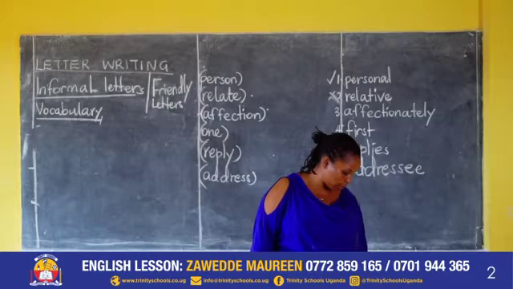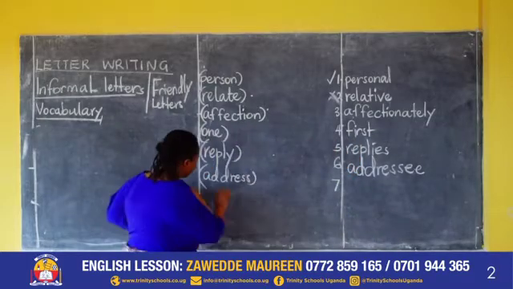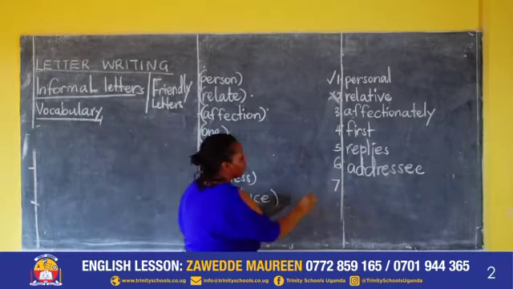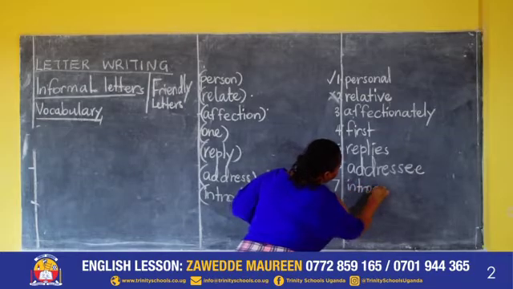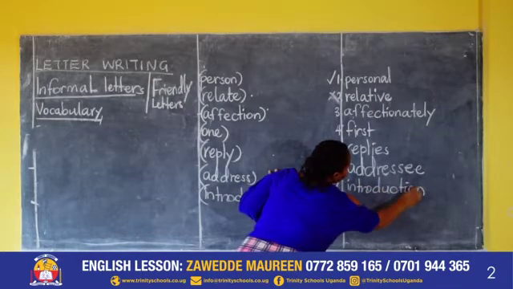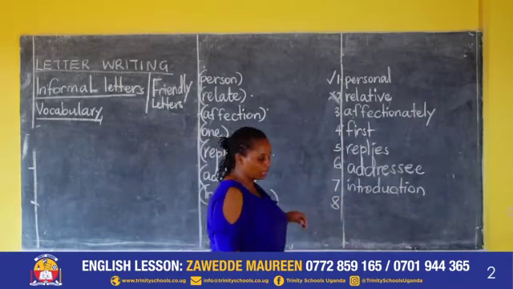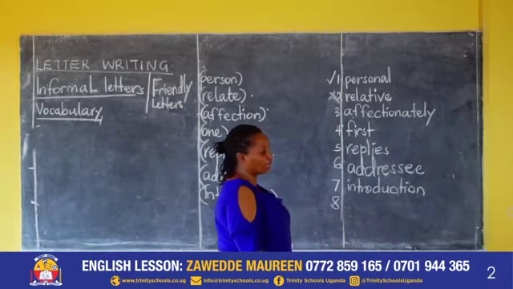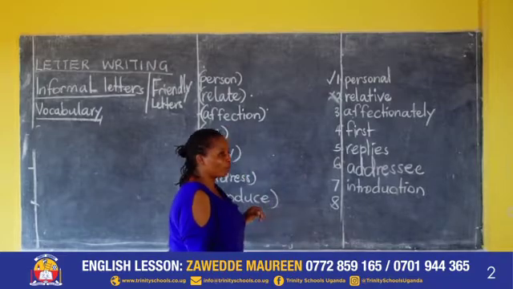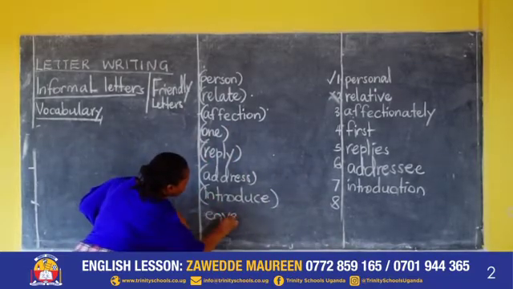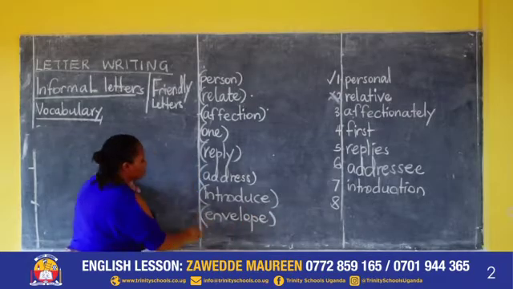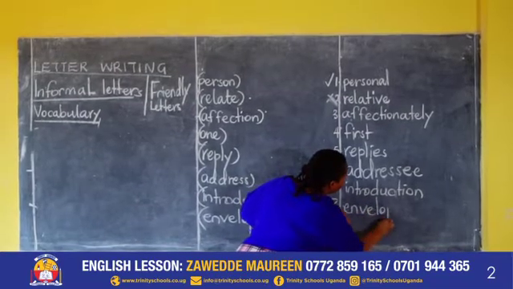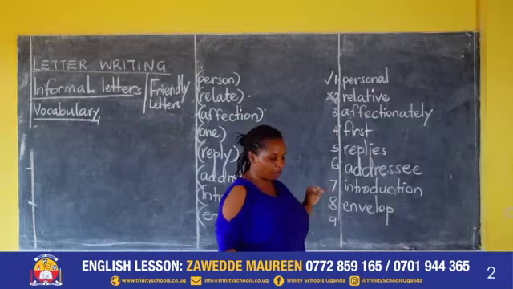Then question 7, she made a brief dash in her letter. The word in brackets was introduced. She made a brief introduction in the letter, a brief introduction. Okay, that one. Question 8, very fast. You need to dash your letter before posting it. Our word in brackets is envelope. You need to envelope the letter. Take note of the spelling. When it's a verb, we don't put letter E after P.